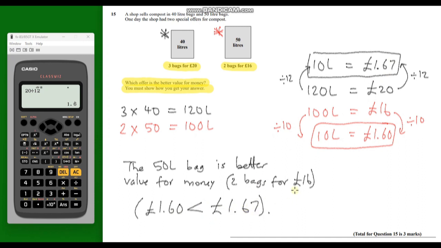There we go. And for this question, there's loads of different ways you could answer it. You could have worked out 20 litres each. You could have worked out a completely different value, as long as when you're comparing them, you're comparing the same thing. Question 16.